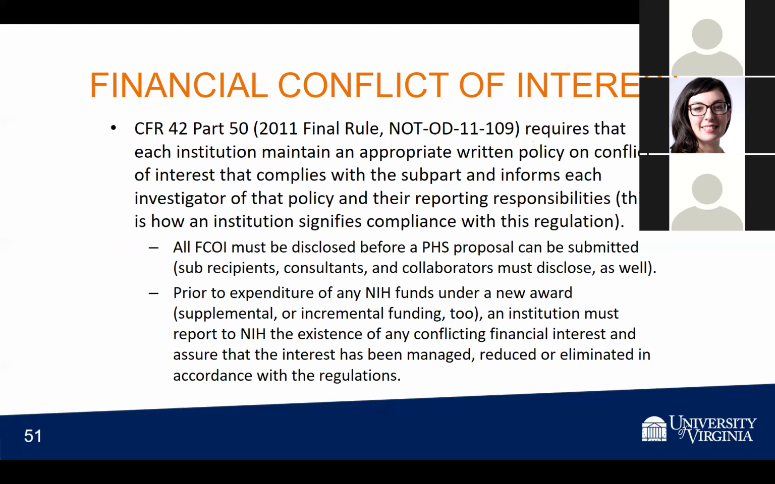Another NIH policy is related to financial conflict of interest. This is true for PHS agencies. Financial conflict of interest must be disclosed before a PHS proposal can be submitted. And this would also apply to subrecipients, consultants, and collaborators. Then prior to expenditure of any NIH funds under a new award, an institution must report to NIH the existence of any conflicting financial interest, and what steps have been taken to manage that.